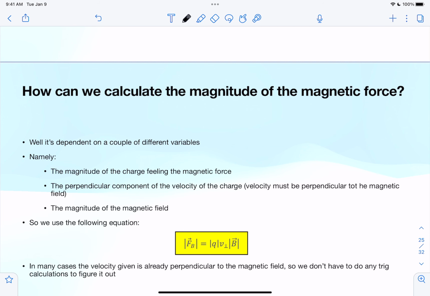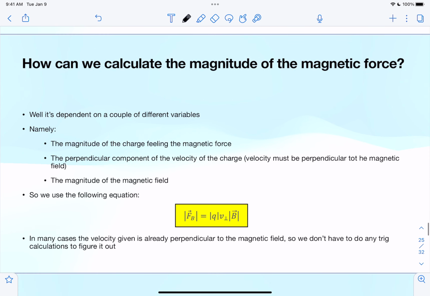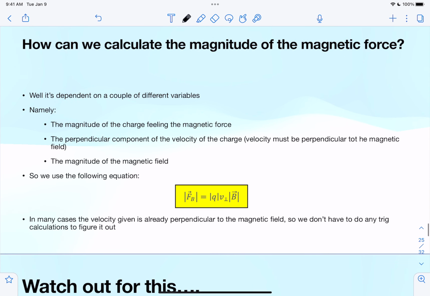Okay, so how can we calculate the magnitude of the magnetic force now? Well, it's going to be dependent on a couple things, namely the magnitude of the charge feeling the magnetic force, the perpendicular component of the velocity, right, of the charge. So once again, the velocity, magnetic force, magnetic field all have to be perpendicular to one another.